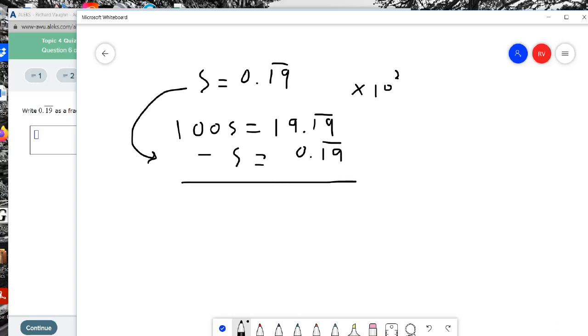So on the left, I get 99s, 100 minus 1. And over here, the repeating part cancels each other out, so I get 19. And now I'm going to divide by 99. Now 19 is prime, and so this is not going to reduce. It's fully reduced at this point.